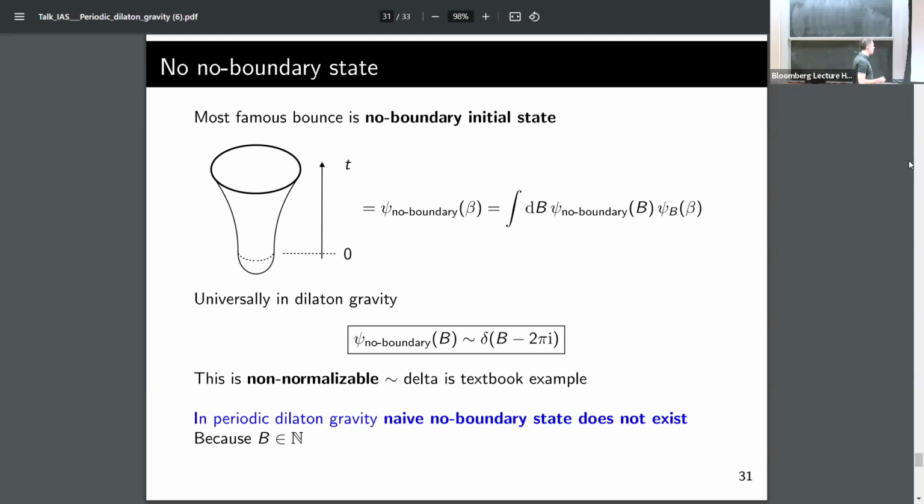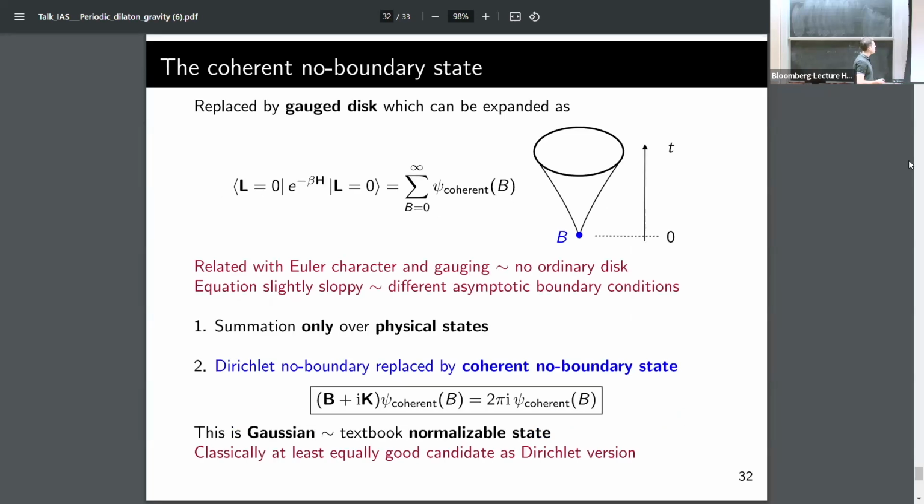So what we learn here is that in periodic dilaton gravity, the naive no boundary state simply doesn't exist, because it's not one of the physical states in the theory, because physical states have integer b and not imaginary. Instead, what happens in this theory is that the disk is replaced by the gauge disk, which has this expansion in the Big Bang cosmologies.